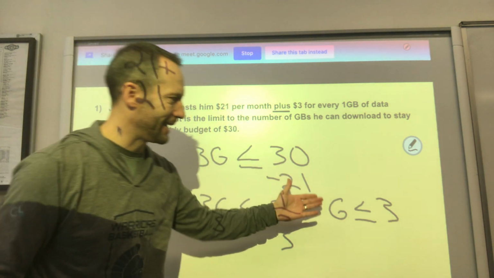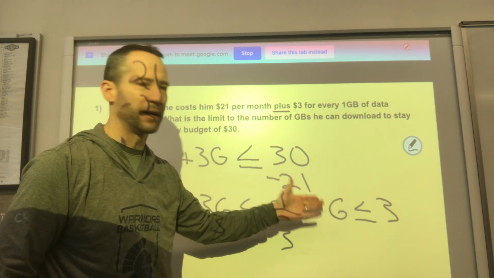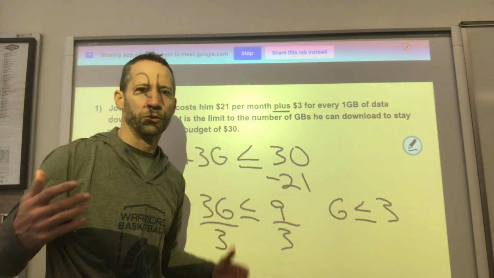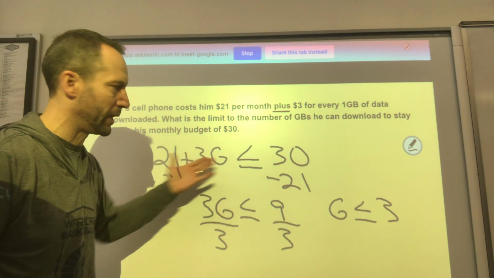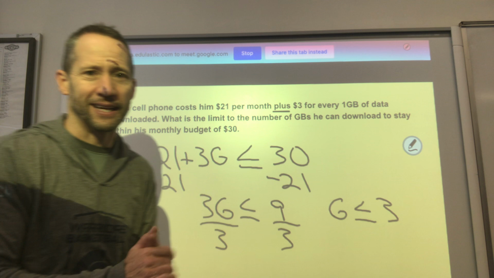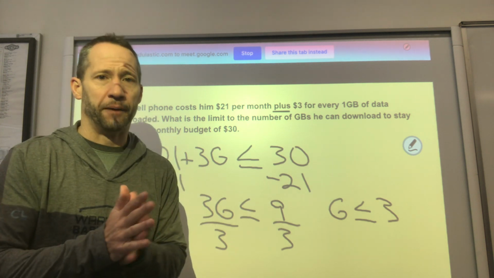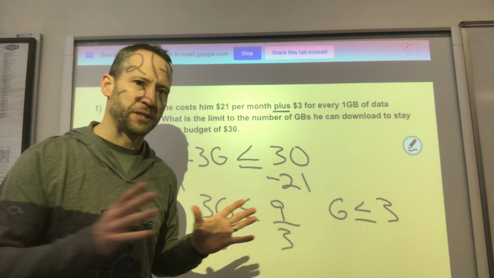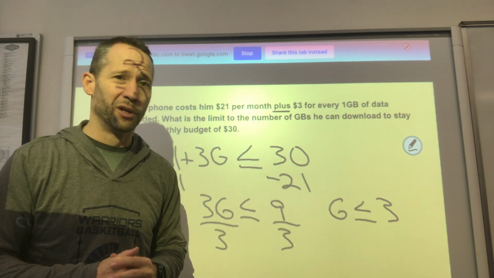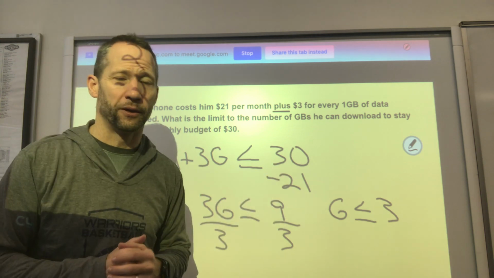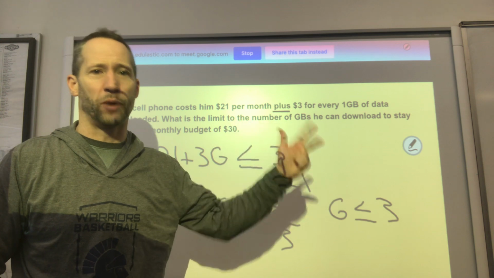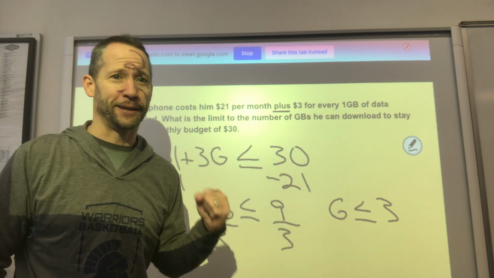So this tells me I cannot use more than 3 gigabytes of data, or else I'm going to go over my budget. So again, a practical way of looking at why in the world we are even solving these algebraic inequalities. So we're going to test this week Tuesday, and then we go full steam ahead where we're going to bring all this algebraic stuff that we've been working on really all year into a unit called multiple representations, where we're going to bring back tables, graphs, and equations. Oh my.